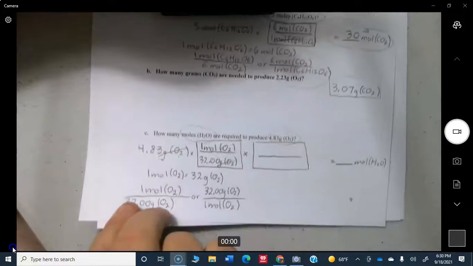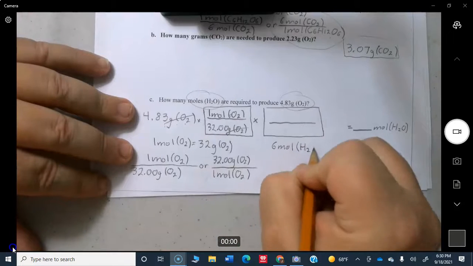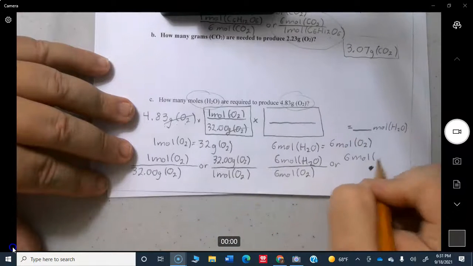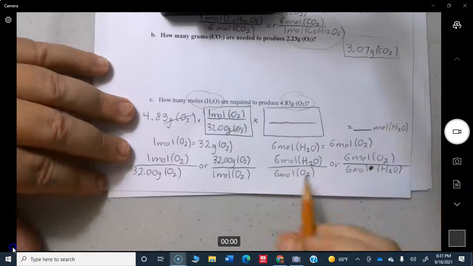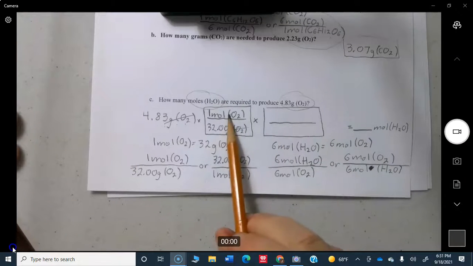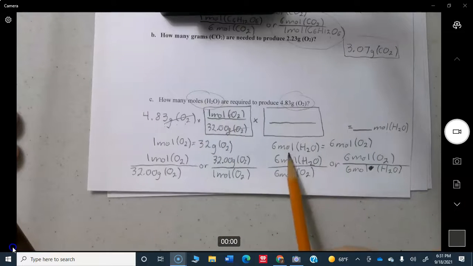I'll go ahead and write that out. Yeah, let's do it. You can't see up there. Okay, two conversions. Which one goes there? Need moles of O2 to cancel out and moles of H2O to appear on the top there, so it's going to be this one.